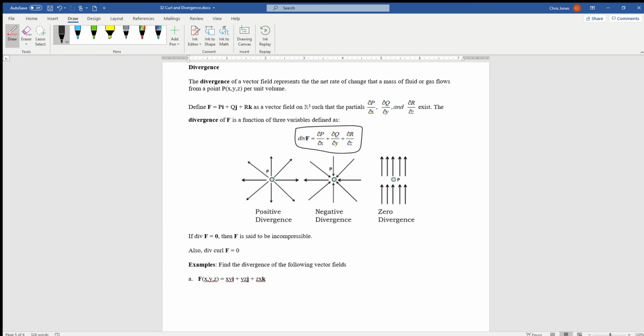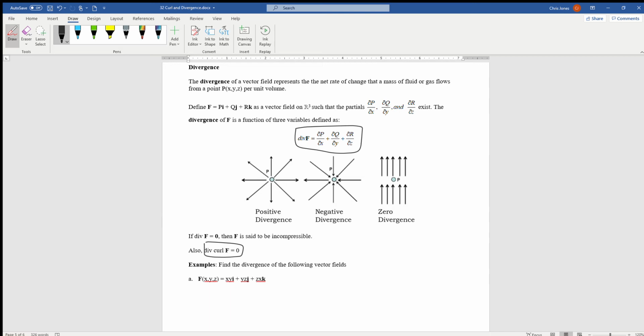If the divergence for some reason equals 0, then the vector field F is said to be incompressible. And then finally, the divergence of the curl. If you find the curl and then find the divergence of that curl, that's always going to be 0. So in other words, the rate of change of the curl is going to be 0 for each of the vectors that we find.